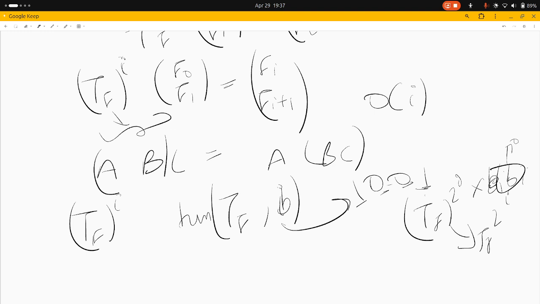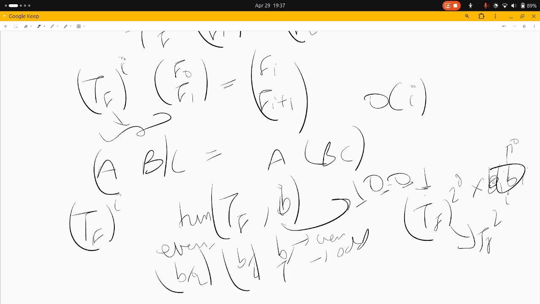Another approach is to check whether b is even or odd. Then we go down the recursion tree: when it's even, we do this for b by 2. If it's odd, we again do it for b by 2, and multiply by T. So this is one such example.